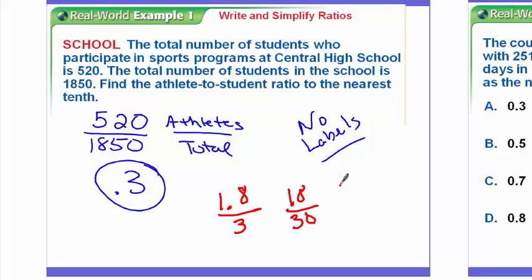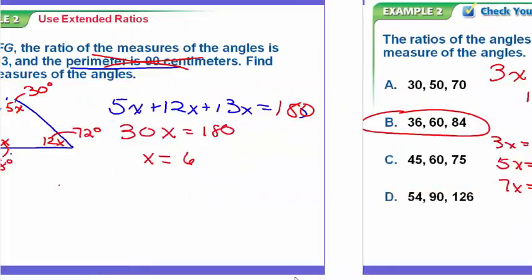If I reduce by 2, it's 9 over 15, but remember that's not as simple as it can go, because 3 would still go into that and we would have 3 over 5. Okay, make sure you reduce it all the way down as you're going through it.